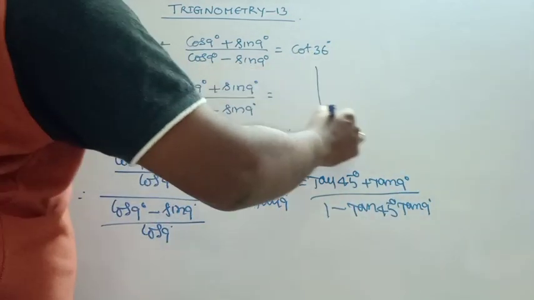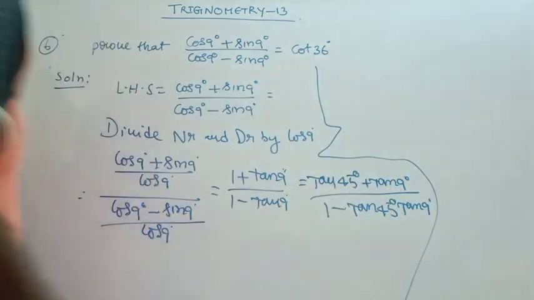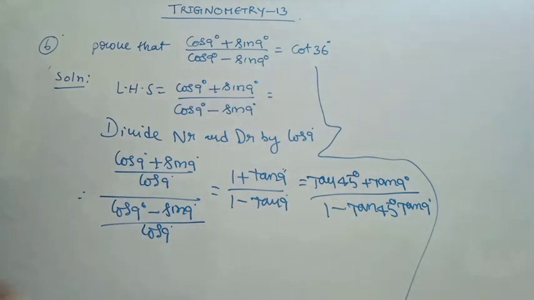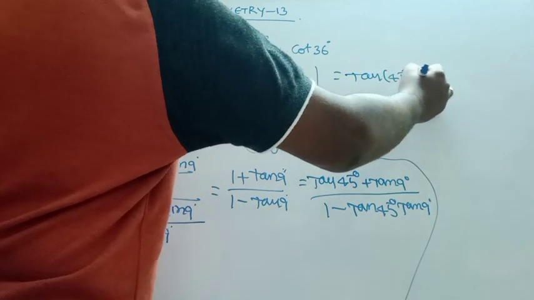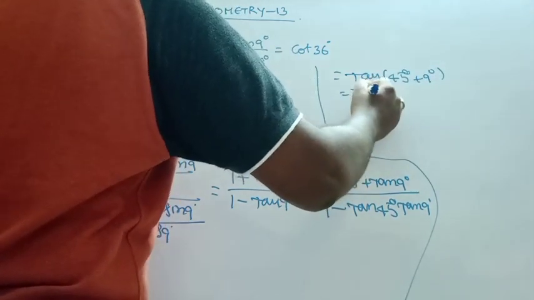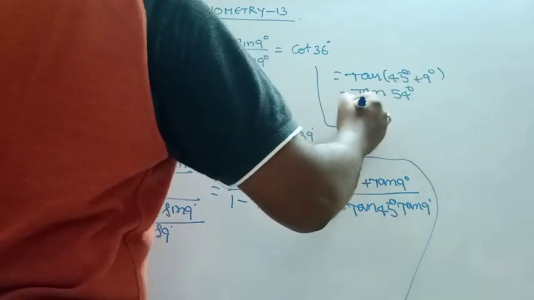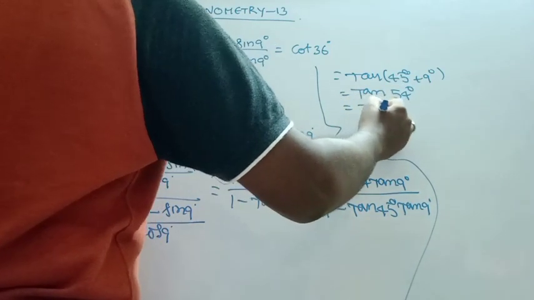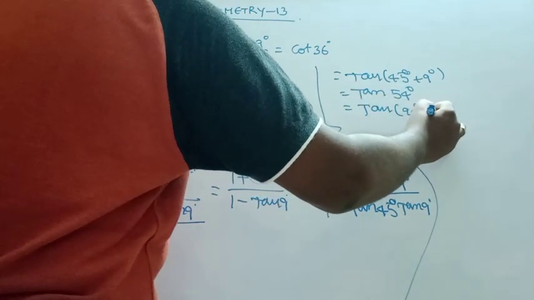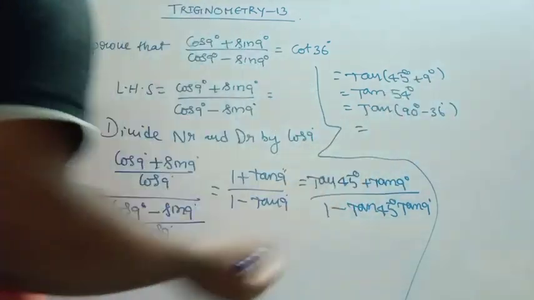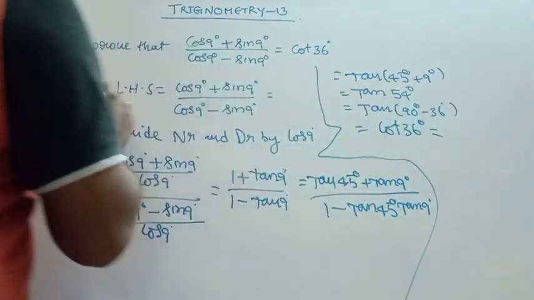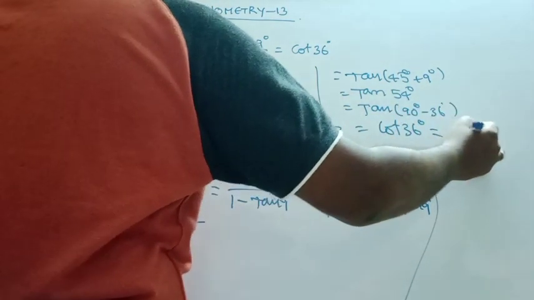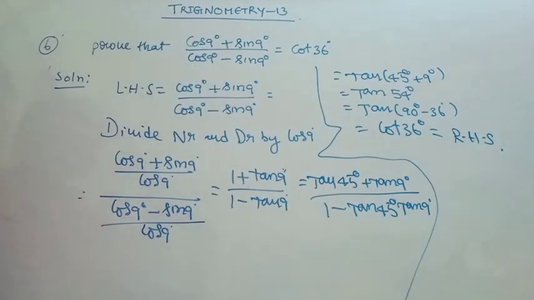This, of course, we can write using the tan A plus B formula. That means tan of 45 degrees plus 9 degrees, and that equals tan 54 degrees. And tan 54 degrees you can write as tan of 90 degrees minus 36 degrees. Tan 90 minus theta is cot theta, that means you have got cot 36 degrees. That means you have taken the left hand side and you have got the right hand side. Very nice way we did this particular problem. You please observe.